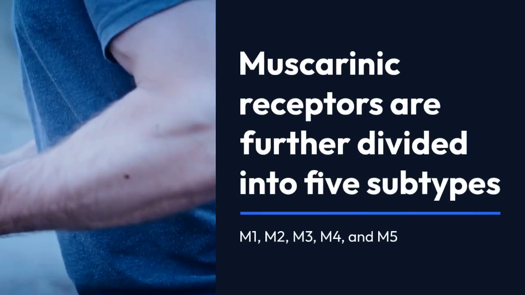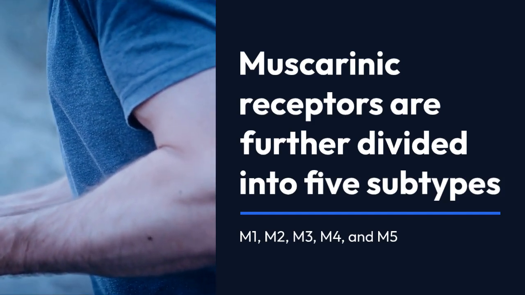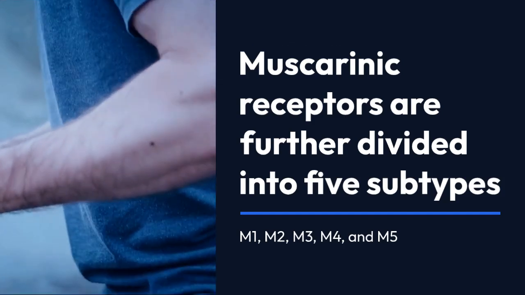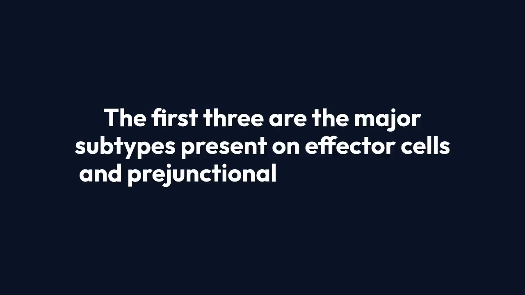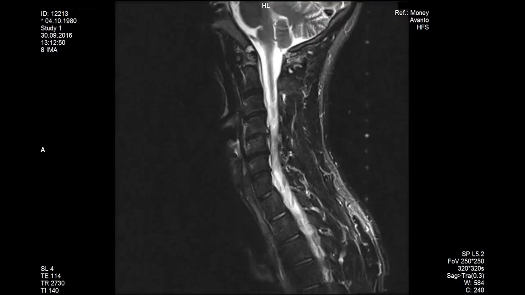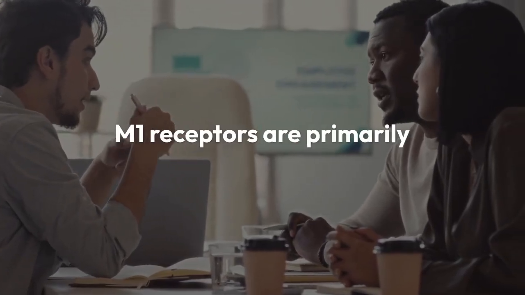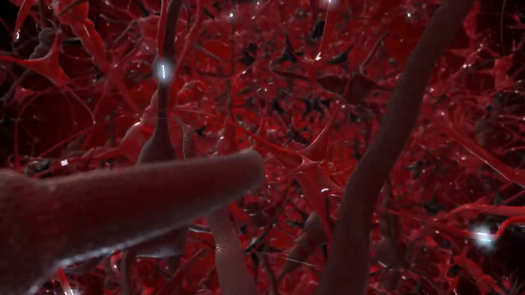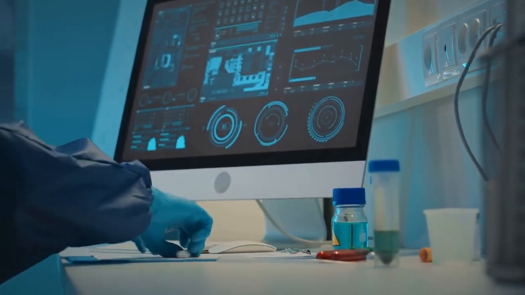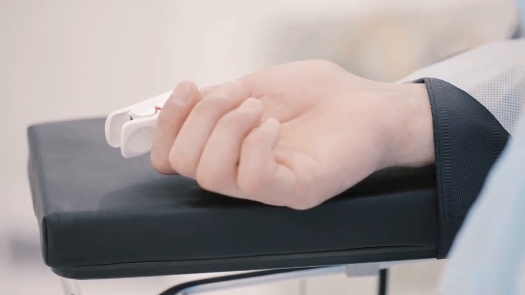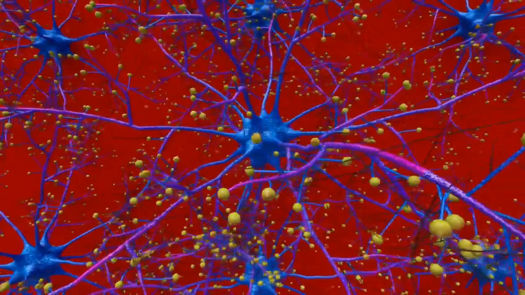Muscarinic receptors are further divided into 5 subtypes: M1, M2, M3, M4, and M5. The first 3 are the major subtypes present on effector cells and projunctional nerve endings, expressed both in peripheral organs and the central nervous system. M1 receptors are primarily neuronal, located on ganglion cells and central neurons, and play a significant role in mediating gastric secretion, relaxation of the lower esophageal sphincter, and functions related to learning, memory, and motor activities.